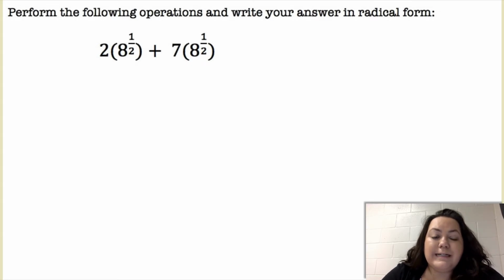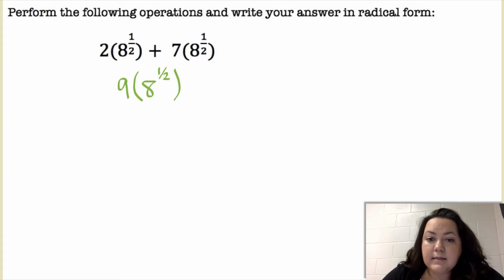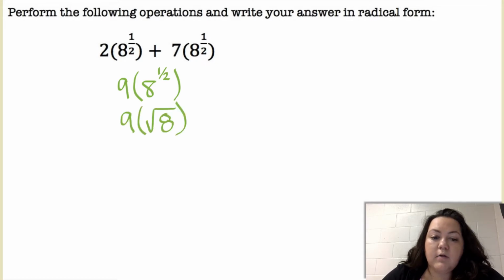All right, so 2 times 8 to the 1/2. Well, I know anything to the 1/2 power is really the square root of that number, plus 7 times 8 to the 1/2. So I could change them to radicals right away, or I can combine them since they have the same base and the same exponent. Then I can just add the 2 and the 7, and that gives me 9 times 8 to the 1/2. Then to get it in radical form, I would change the 8 to the 1/2 to the square root of 8. So I have 9 times the square root of 8.